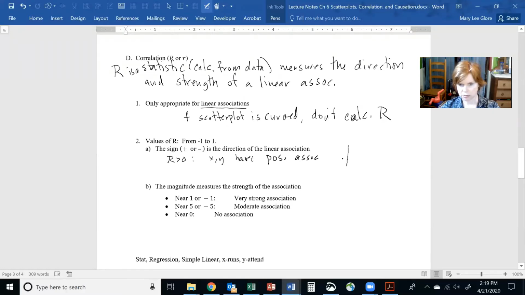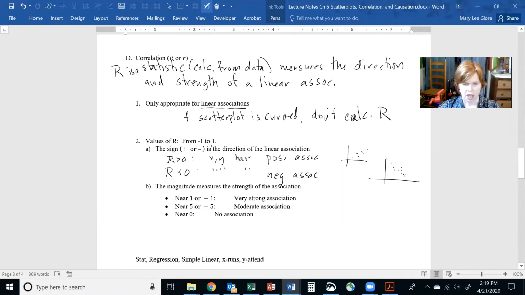Meaning, the pattern's going up. It goes right. If R is negative, then X and Y have a negative association, meaning that as X increases, Y is going down. All right, so like I said, the sign tells me what the direction is, if it's positive or negative.